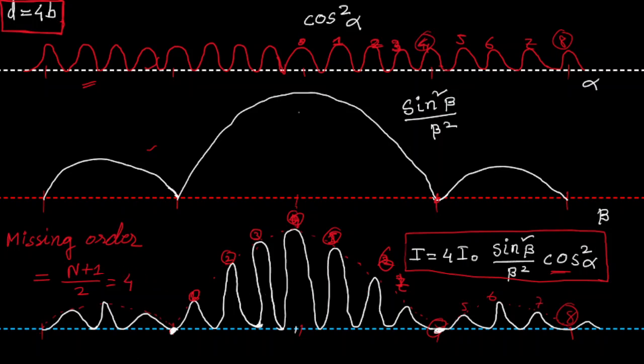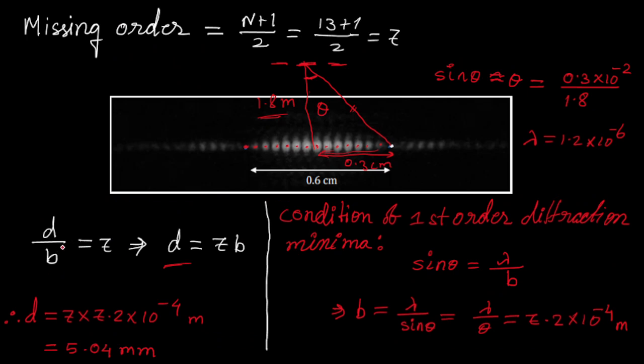Once you know the missing order, you can make this missing order equal to this ratio d divided by b. From there you will get a relation between d and b, and to calculate b you have to use the condition for diffraction minima. So this is the way you can solve this type of problem.